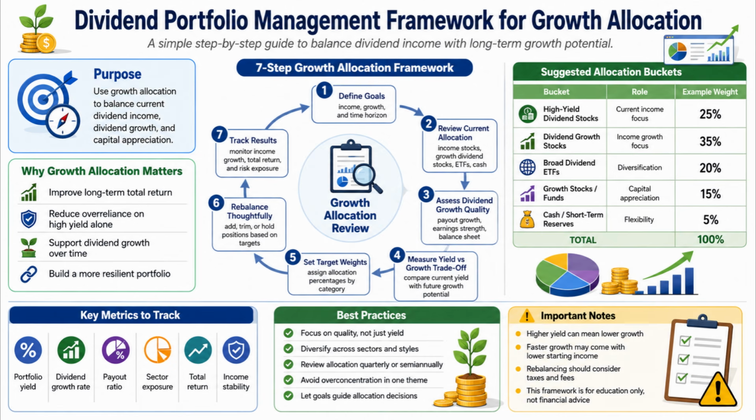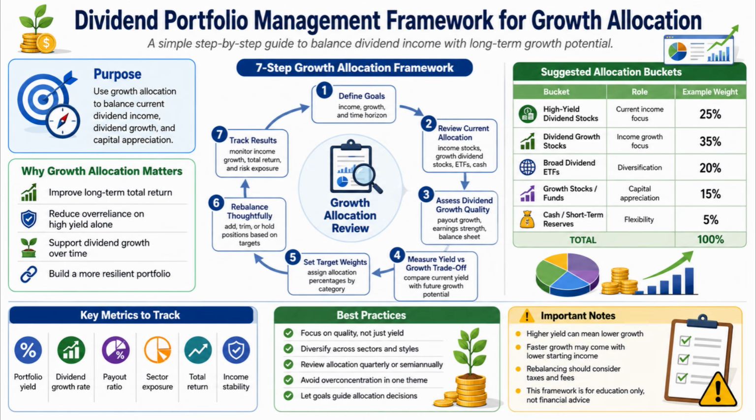At the same time, growth allocation matters because it can improve long-term total return, reduce over-reliance on high yield alone, support dividend growth over time, and build a more resilient portfolio. A well-balanced dividend portfolio may be stronger than one that only chases the highest yield.